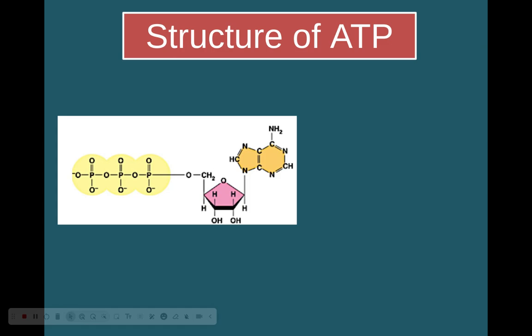Now, the general structure of ATP is made up of three parts. It's made up of an adenine base, a ribose sugar, and a chain of three phosphate groups. Recall what I said about ATP: it stands for adenosine triphosphate, so it has three phosphate groups. One of these circles is one phosphate, there's two, and then there's three.